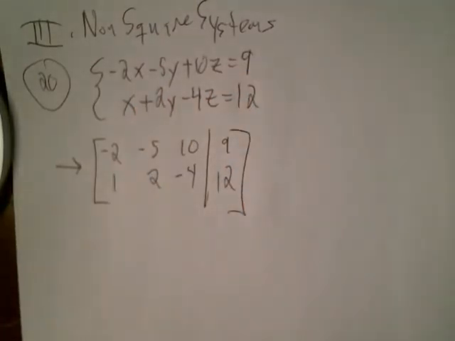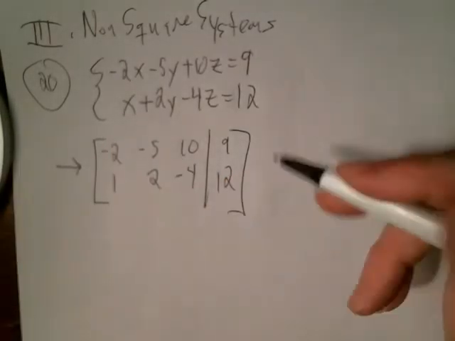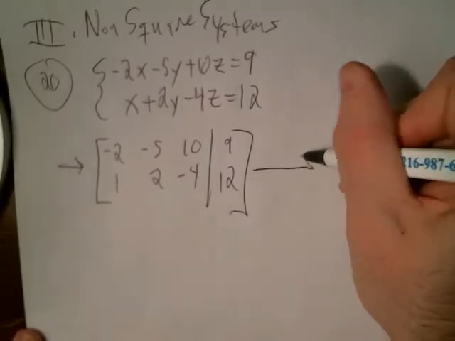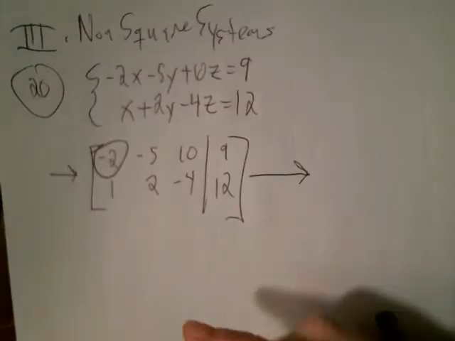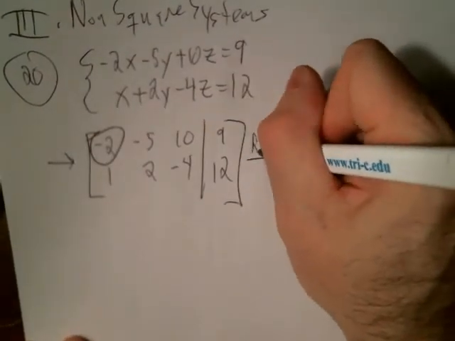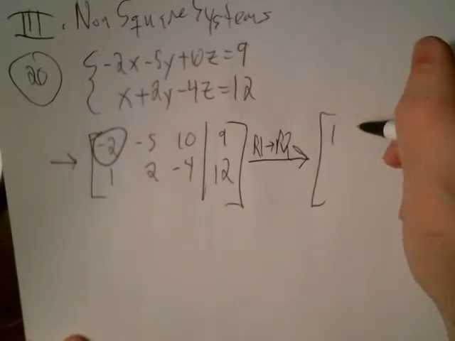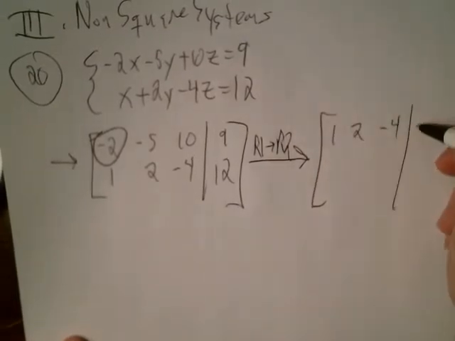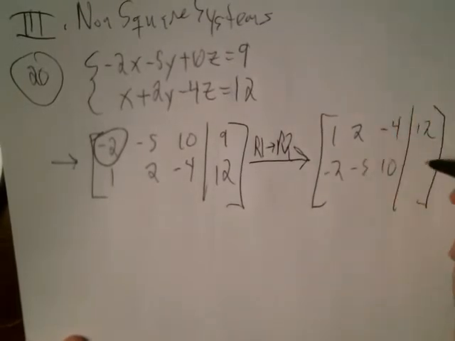We're going to work this matrix the way we have been doing the Gaussian elimination to get it into this form where we have 1s on a diagonal, if possible. So the first thing I can do is get a 1 in this position here. So I'll swap row 1 and row 2. So I have 1, 2, negative 4, 12, and then negative 2, negative 5, 10, 9.